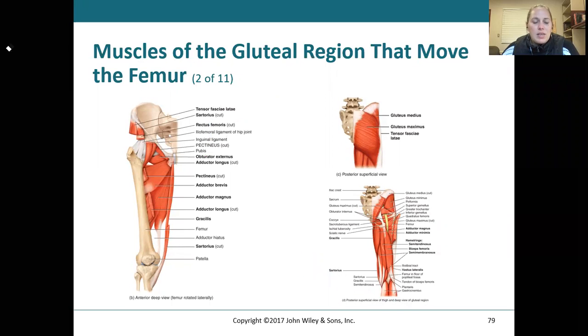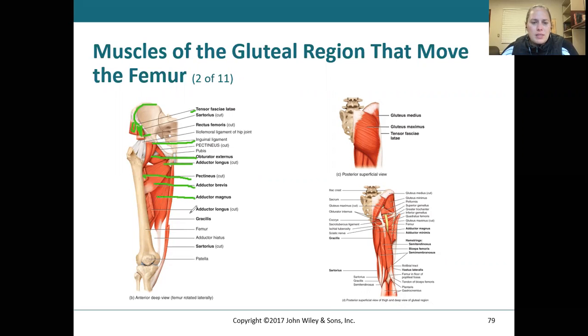So if we look at the deep view of the muscles of the femur, here we can see the iliac crest of the hip bone and the tensor fasciae latae. They're located here, and the sartorius, which is located here. We'll see how that muscle extends across the leg itself. The rectus femoris here, that's cut as well. The inguinal ligament, the obturator externus, which is located right within here. The adductor longus. Here's the pectineus. Adductor brevis, located here.